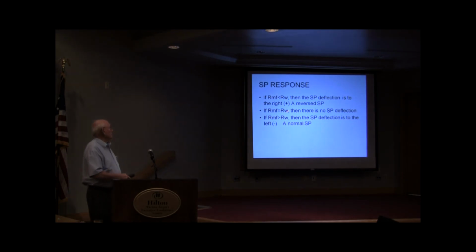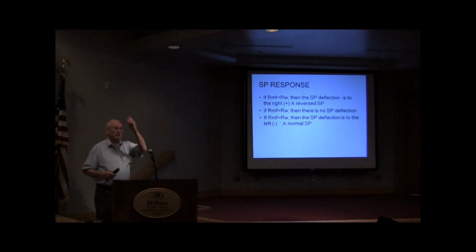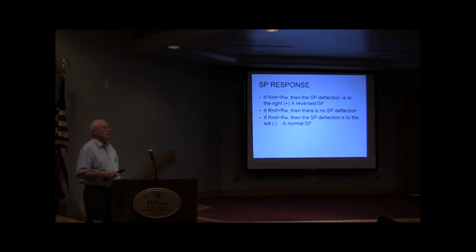If the RMF equals the RW, you get no SP. It'll be a straight up and down. I'm going to show you a slide in a second to show that. If RMF is much greater than RW, which is the case most of the time, because even with salt mud surveys RMF is usually more than 0.04 or 0.03, which is the typical RW, using Kansas as an example, this will be the normal SP.